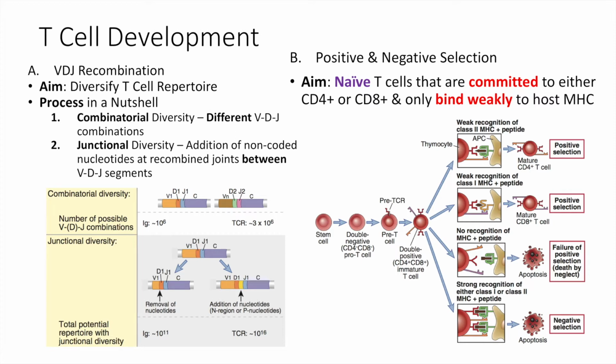Okay, so let's start with the first one, which is VDJ recombination. The aim is to diversify the T-cell repertoire, and in a nutshell, the two main things that you need to know are that there's combinatorial diversity and junctional diversity.